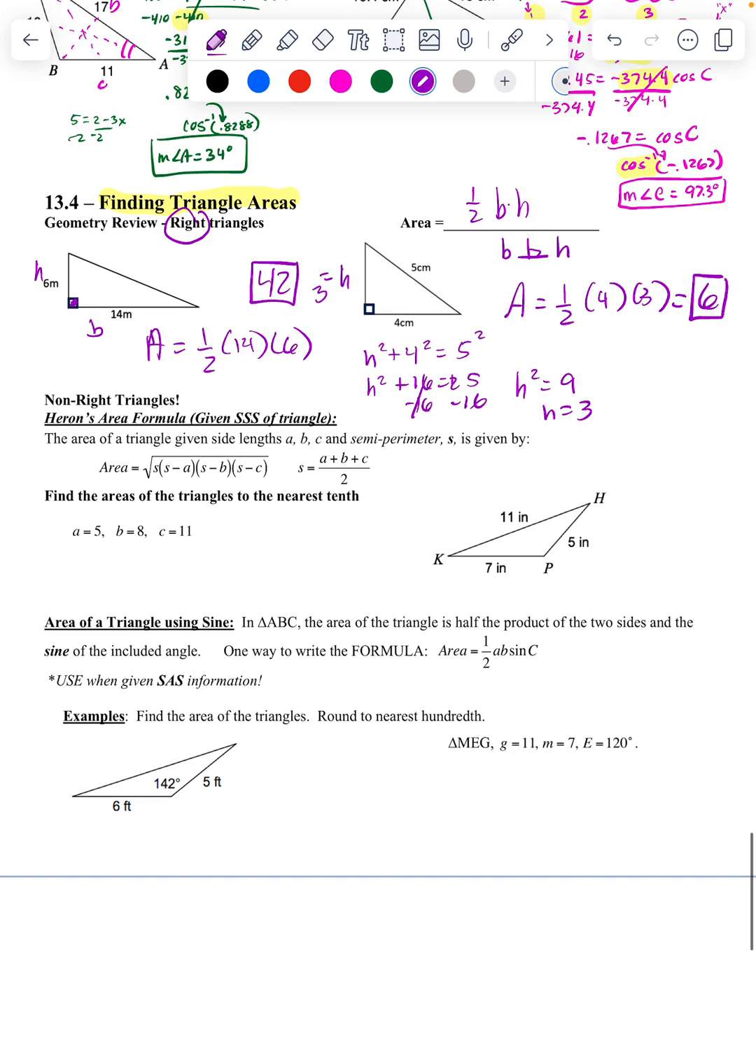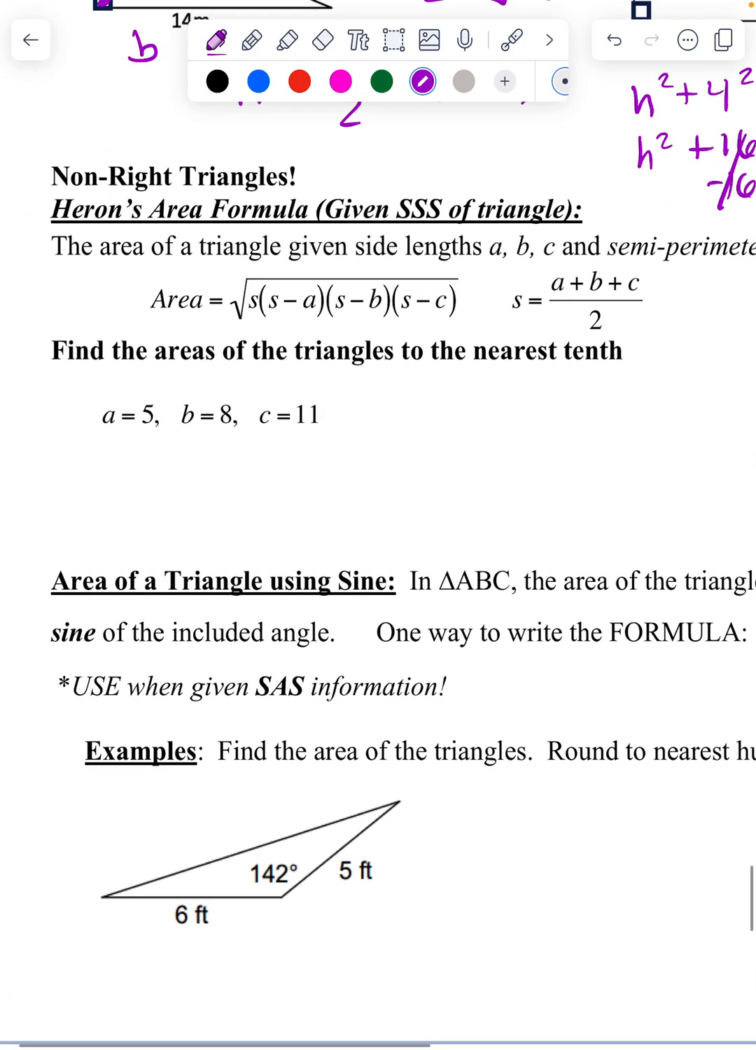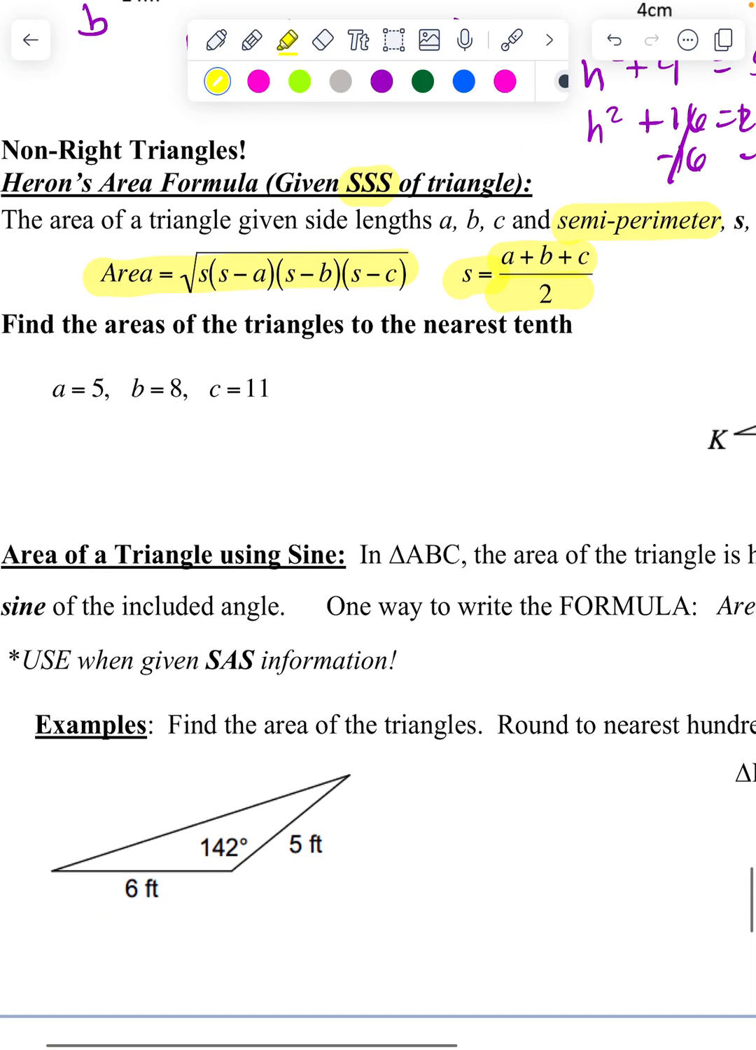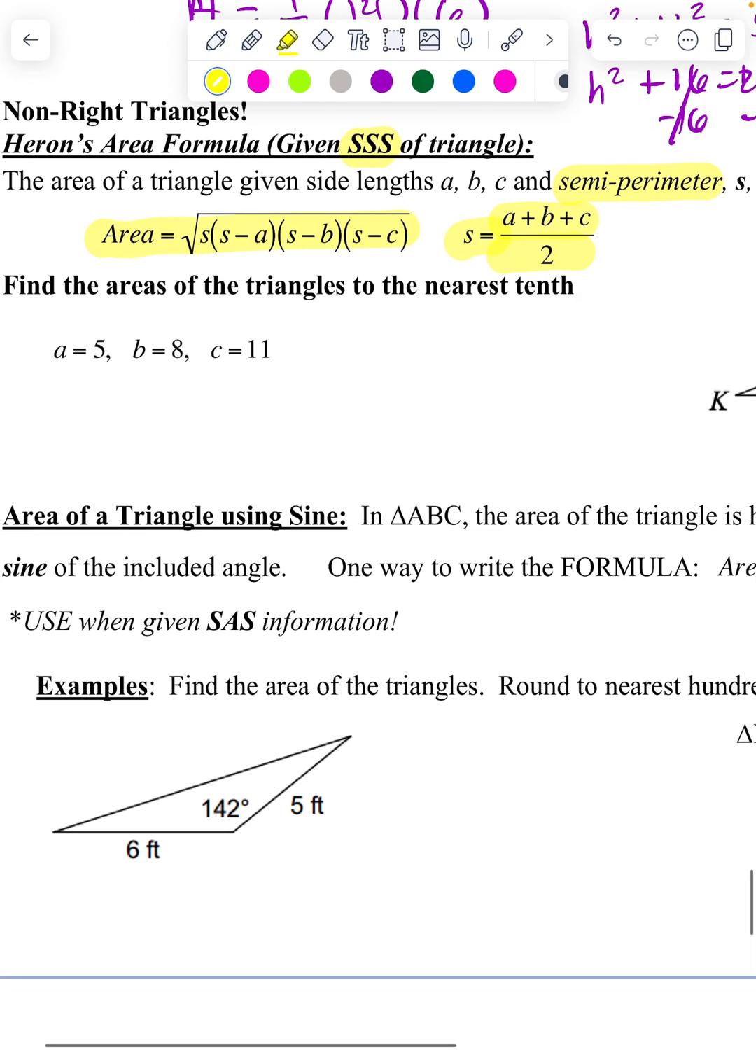Okay, so what if you have non-right triangles? One of the formulas, if we know all three sides, is this one, which looks really daunting, but you're just plugging numbers in. A, B, and C are the sides of the triangle, but S is what we call the semi-perimeter, meaning half of the perimeter. If you remember, perimeter means you add up all the sides, so to get half, you divide by 2, and that gives you S. This is something you're going to need to know and be able to use.